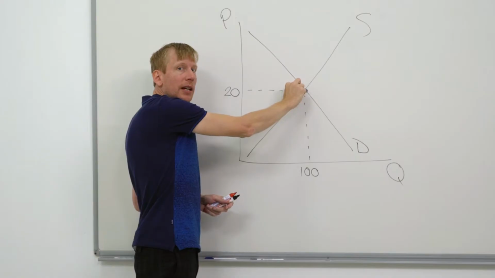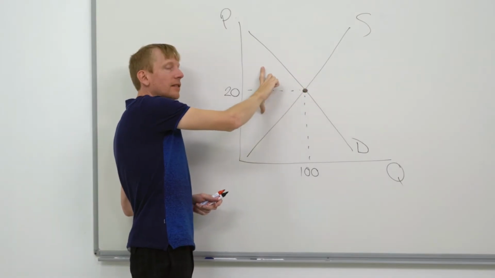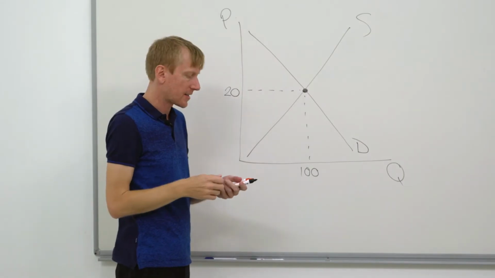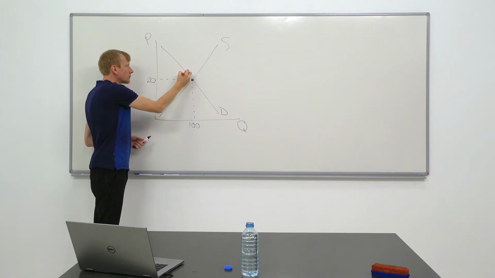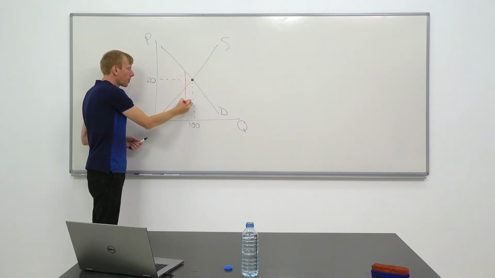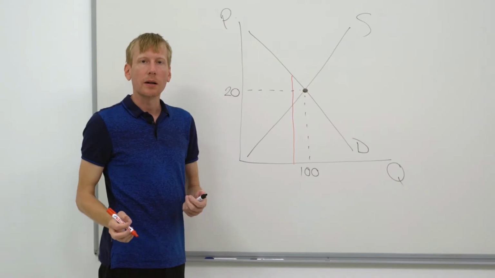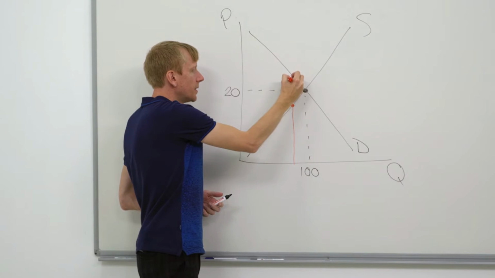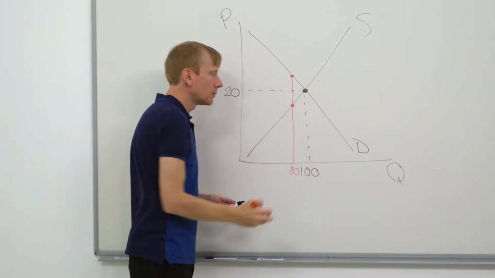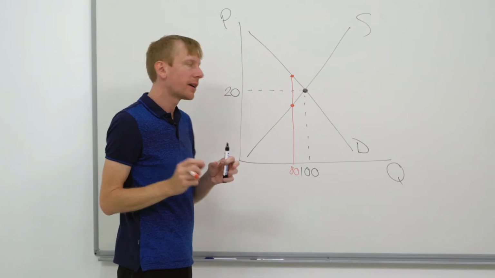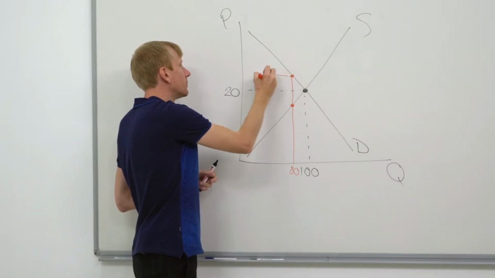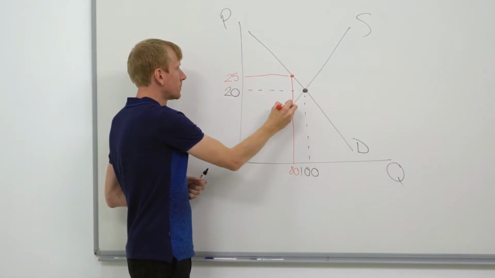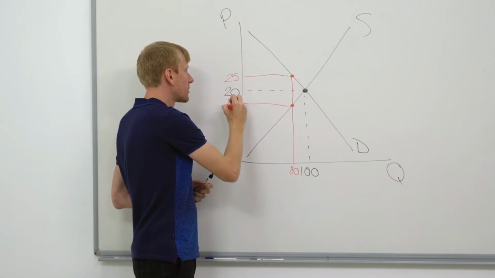Here, the gap is less than 10. Here, the gap is more than 10. So those quantities would not be consistent in this market with a tax of 10. In this market, see this point right here, this quantity, a quantity of 80, gives us a gap between supply and demand, which is exactly equal to 10. With a buyer price of 25 and a seller price of 15.